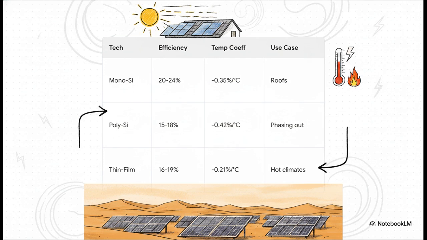Exactly. It has a lower overall efficiency, sure, but its temperature coefficient is far superior at just negative 0.21% per degree Celsius. So, if you're a globally competent engineer designing an array for an extreme heat environment, like the Middle East or the Australian outback, you have to dynamically adapt your design. You'd select thin film because it will actually outperform crystalline silicon when those ambient temperatures skyrocket.